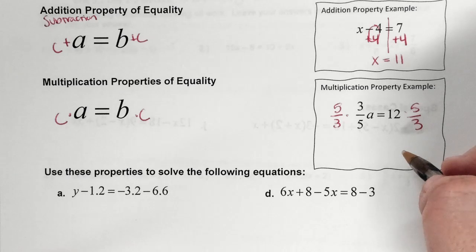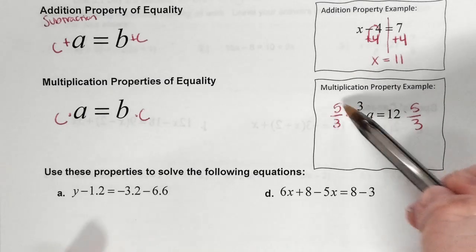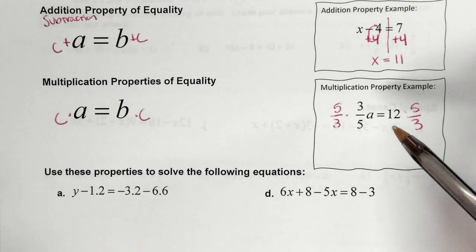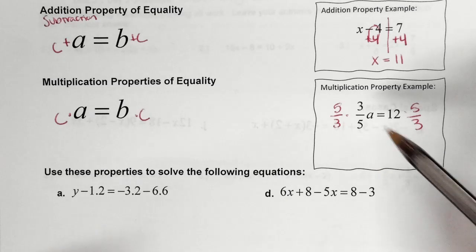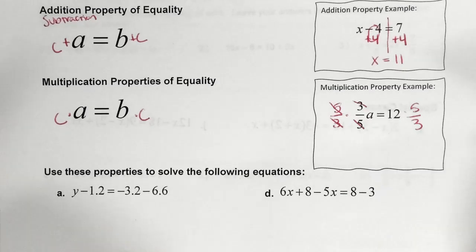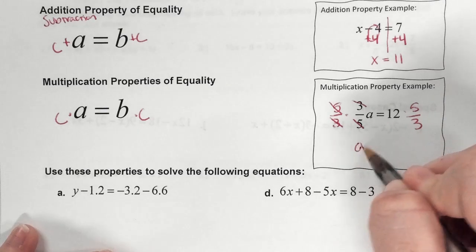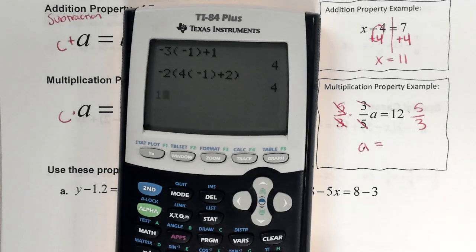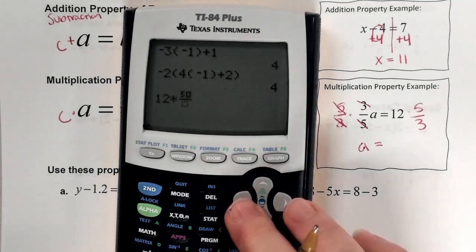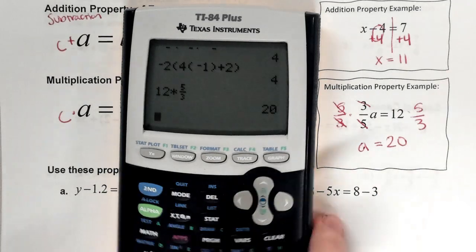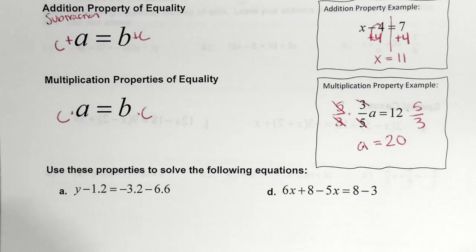So what I want you to see is the top is considered your multiplication and the bottom is considered your division. And what cancels multiplication? So multiply 5, divide 5, cancel. Multiply 3, divide 3, cancel. And that's why it works. So I have A equals, can we type that in our calculator? Yes. And we get 12 times 5 over 3, and it equals 20. Pretty simple, yes? Those are the properties we're using today to solve.